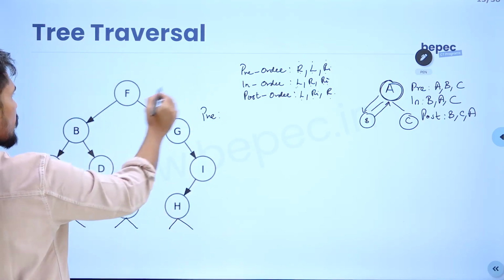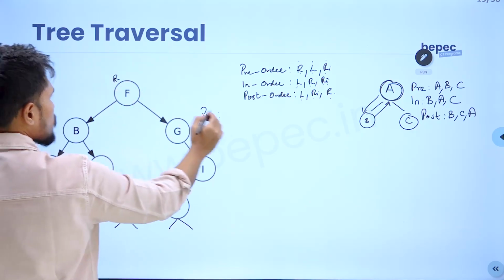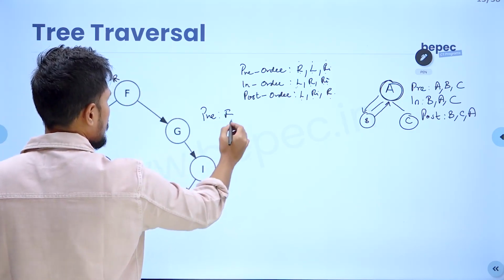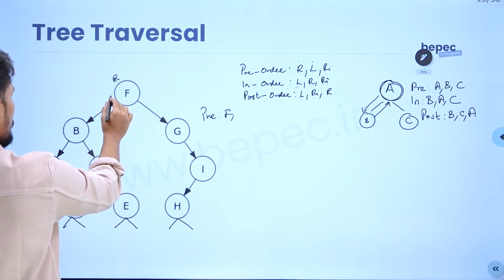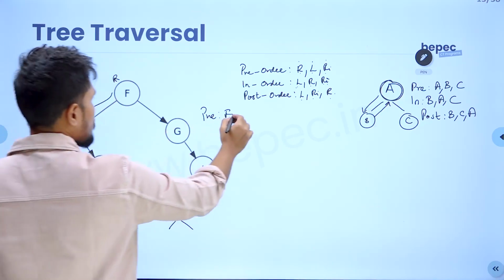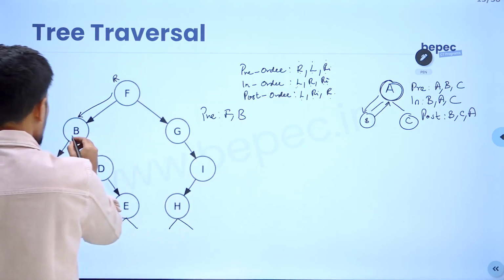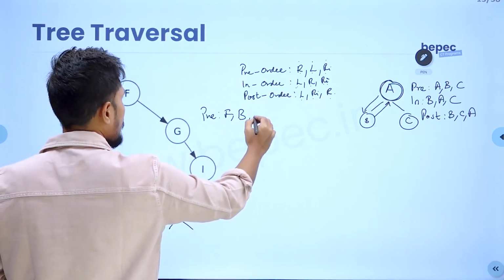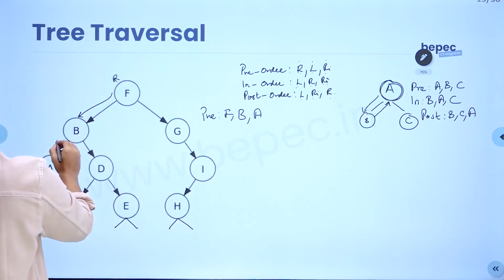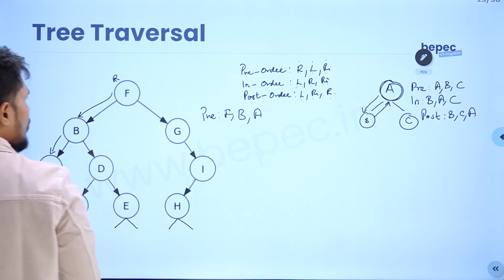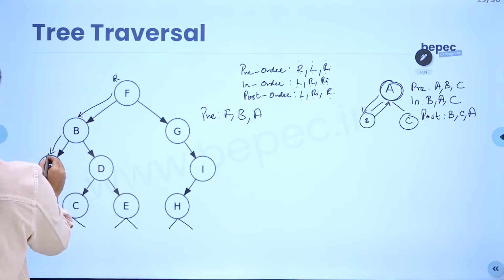Now we are starting with the root. So we are going with the root, which is F. After going to F, next we are going to B. So we go with the root, and then to the left, and then from B we are going to A.